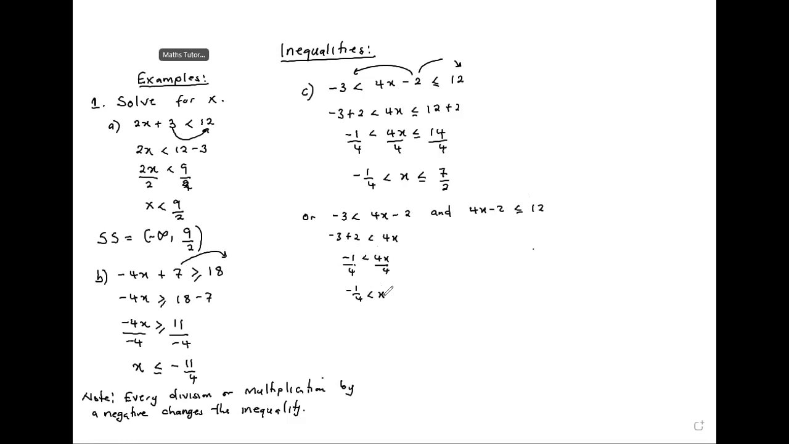And then go the other side and say, 4x less or equal to 12 plus 2. So you get 4x less or equal to 14, divide by 4, divide by 4. x less or equal to 7/2. And then you get the intersection between the two.